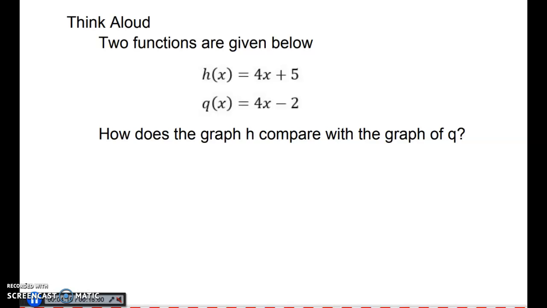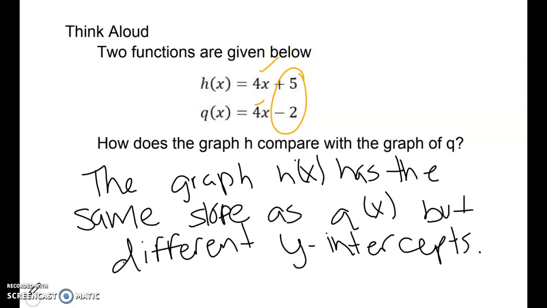This one's a little bit different. However, it still wants me to compare the graph of h to the graph of q. So the very first thing I want to do is note what is different. I automatically see that my constants are different, but my slopes are the same. So I can say that h has the same slope as q, but different y-intercepts. I noted what was different, and I created a sentence. In this case, the slopes were the same, but the y-intercepts were different. Remember, the constants are the same as your y-intercept.